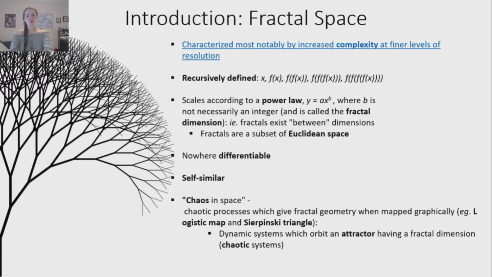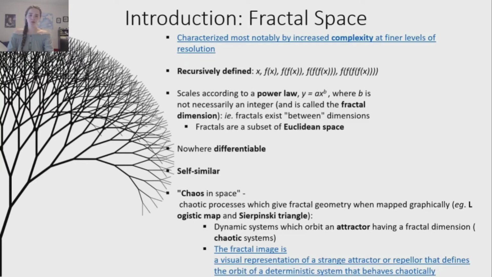The fractal in this case would be called the attractor of the chaotic system. The attractor is the structure where values in the system orbit, so to speak. The fractal image is a visual representation of a strange attractor or repeller that defines the orbit of a deterministic system that behaves chaotically.